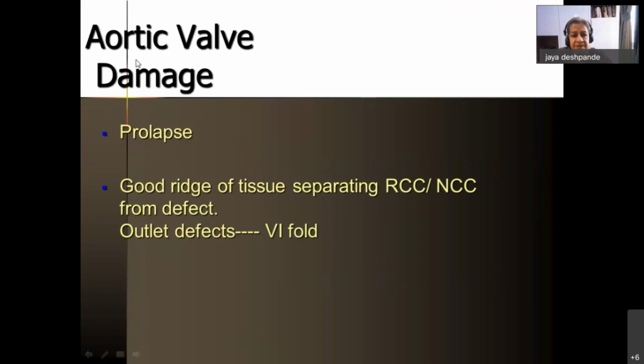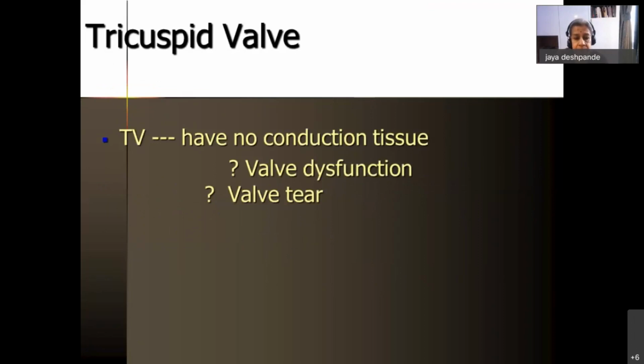Now, if there is prolapse, it can also cause aortic valve damage. Sometimes there is a good ridge of tissue separating the right coronary and non-coronary cusps from the defect. These are generally seen in the outflow type of membranous defects, and this ridge of tissue is very often part of the ventriculo-infundibular fold. The tricuspid valve per se has no conduction tissue, but it can cause valve dysfunction. Sometimes there can also be a valve tear.